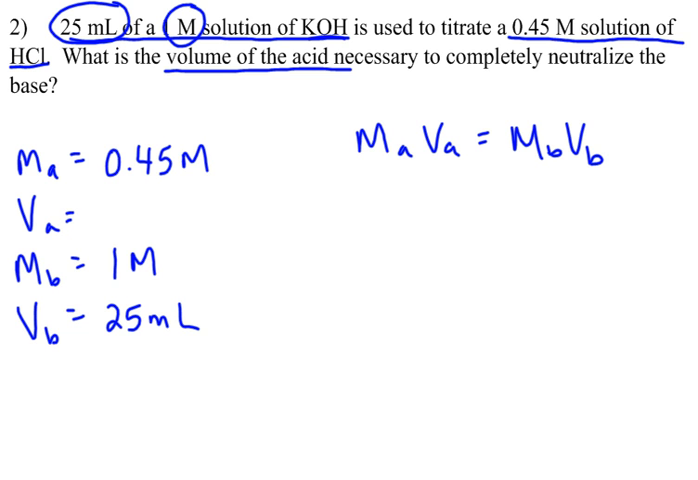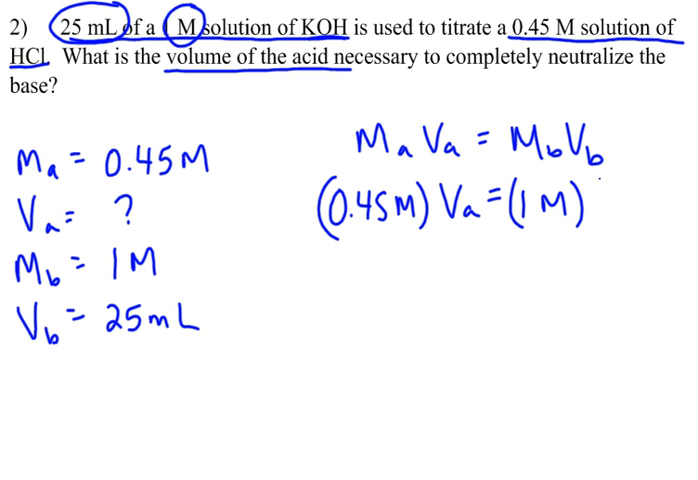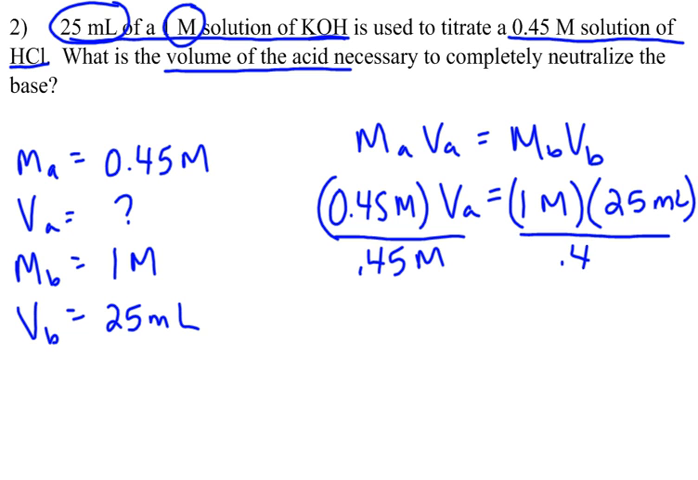And what is the volume of the acid? So that's what we're going to find, the VA. So plugging in, the molarity of the acid is 0.45 molar. VA is what we're going to solve for. MB is 1 molar. The volume of the base is 25 milliliters. When we divide both sides by the 0.45 molar, the molarity units will cancel, leaving us with milliliters, which will be how we express our volume.